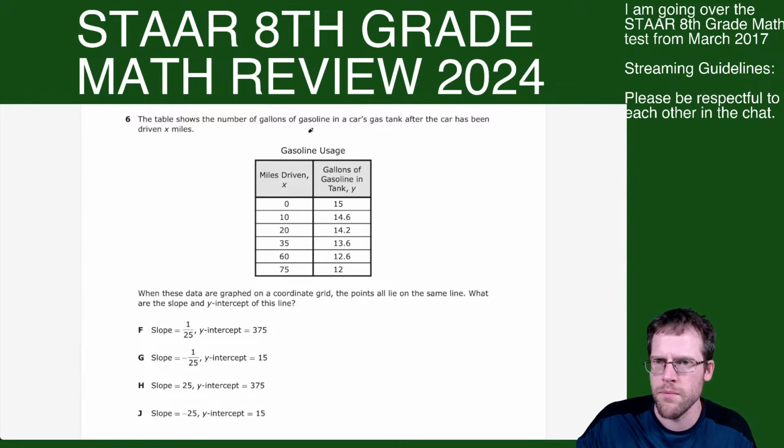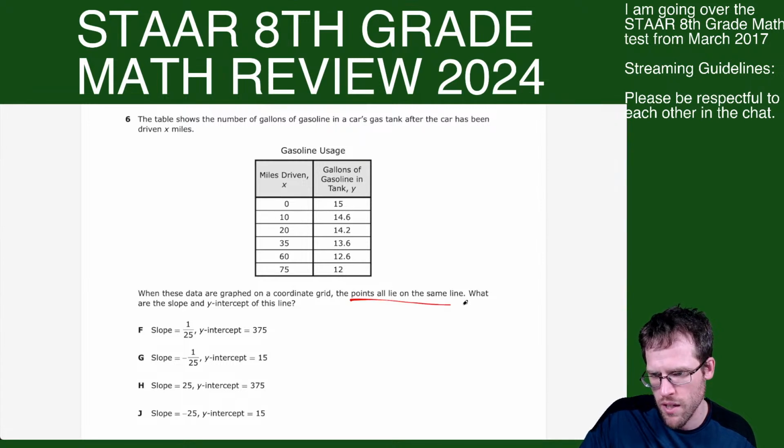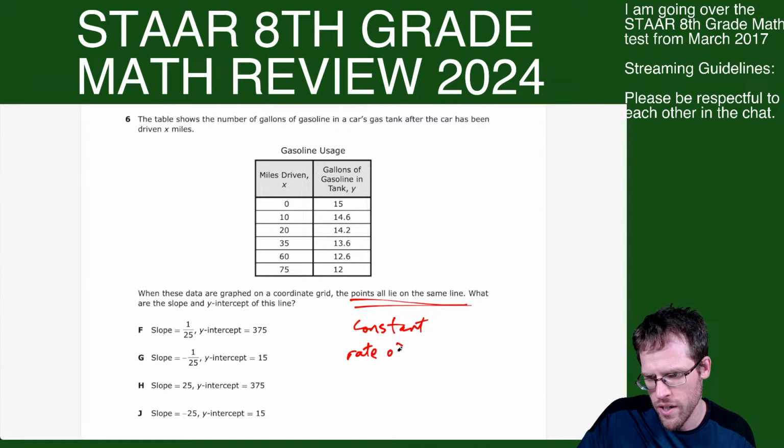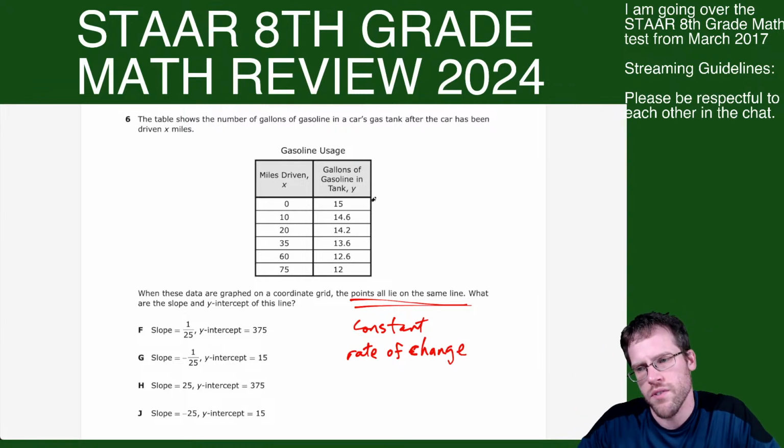So, all right, let's see. The table shows the number of gallons of gasoline in a car's gas tank after the car has been driven x miles. All right. So here, that makes sense that the gas is dropping, because as you drive more, your gas starts to go away. So when these data are graphed on a coordinate grid, the points all lie on the same line. Okay, so that means we have a constant rate of change. That is what's happening here. Constant rate of change.